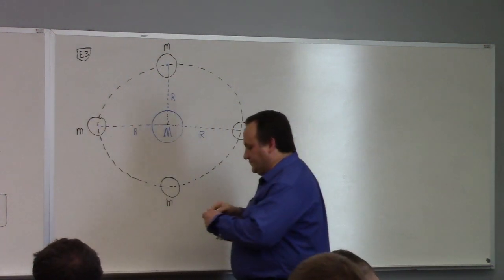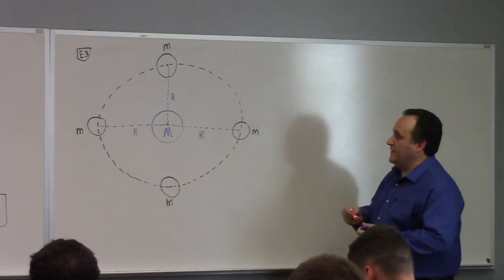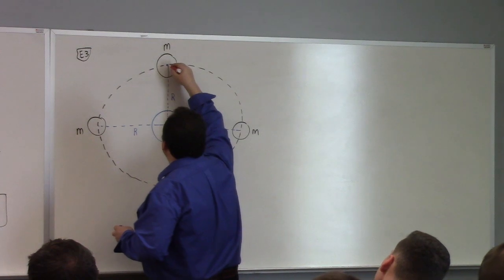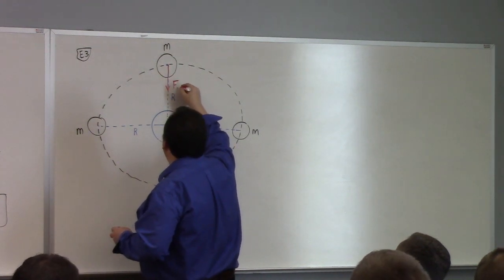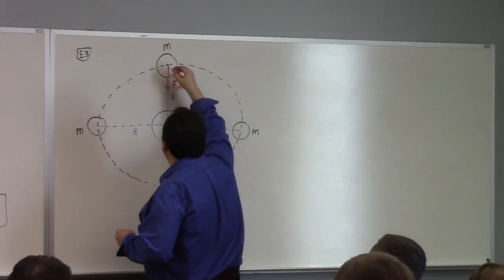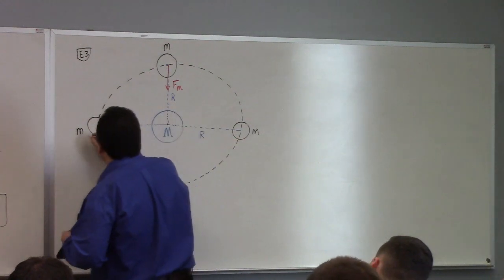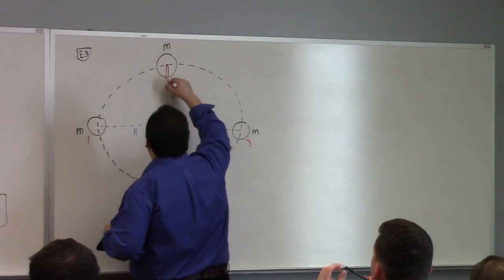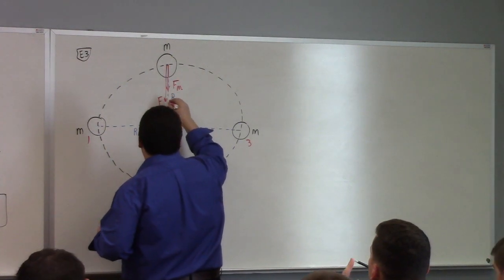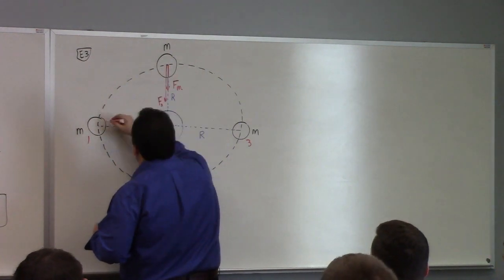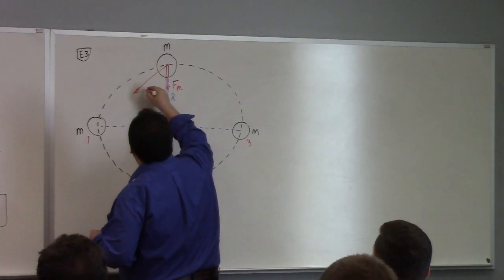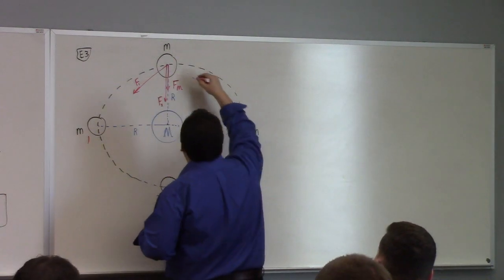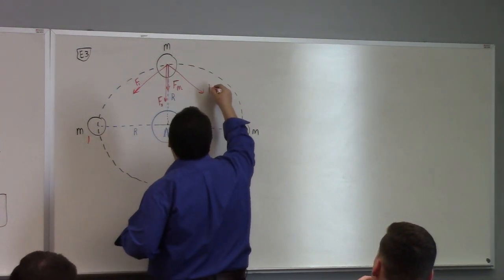Okay, so let me just draw the forces on the upper mass. What are they? We've got the force from big M, right? And let me just number these: 1, 2, and 3. So I've also got the force of gravity from 2 this way. I've got the force of gravity from 1 this way. I've got the force of gravity from 3 that way.